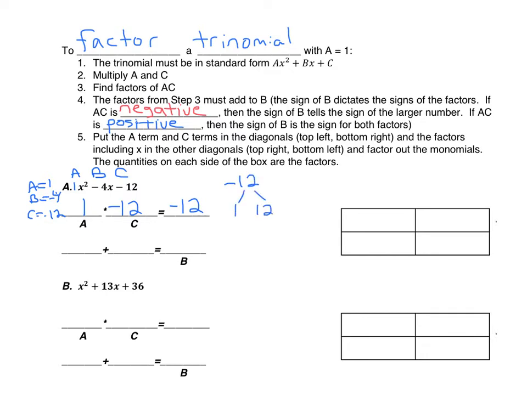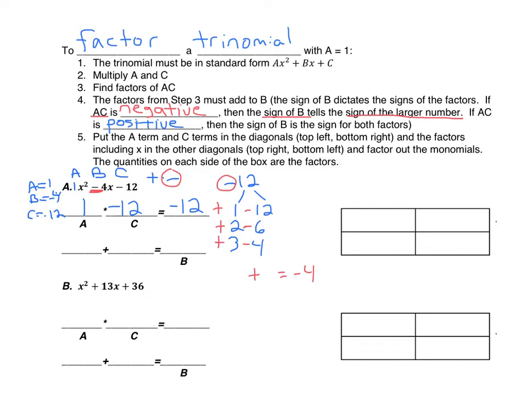So we have 1 and 12, 2 and 6, and 3 and 4. Then we're going to look at what multiplies to get a negative. So we know a positive times a negative is our negative right here. In step 4, if our AC is negative, then the sign of B tells the sign of the larger number. Since our B value is -4, they have to add up to -4, and since they have opposite signs, the bigger number has to be the negative, and the smaller has to be the positive.